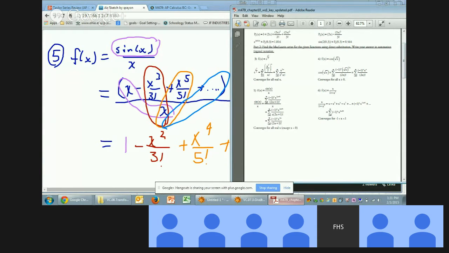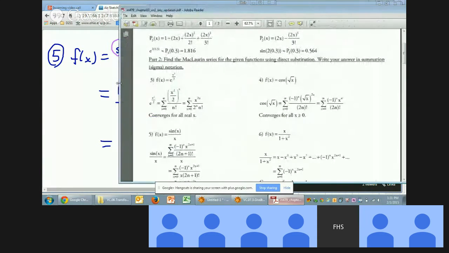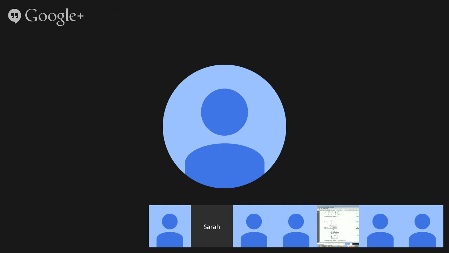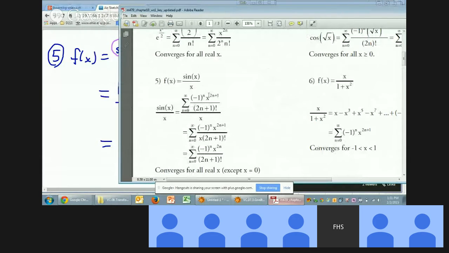And then what you could see in the answer key, what I did was I just did this whole thing in sigma notation. So I just went straight to the degree n term with the summation notation and then divided that whole thing by x. I followed the same process. Every term is being divided by x, so x to the 2n plus 1 divided by x to the first is x to the 2n, and that's where that answer comes from for 5.